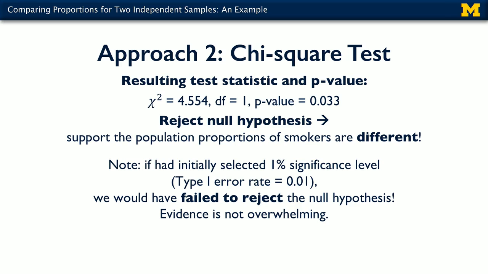So if we were using a strict 5% level of significance, we would in fact reject the null hypothesis in this case because the p-value is less than 0.05. And this supports the conclusion that the population proportions of smokers are in fact different from each other. But again, this isn't overwhelming evidence. If we had initially selected a 1% significance level and our type 1 error rate was 0.01 instead of 0.05, we would have failed to reject the null hypothesis. So again, we do have evidence at the 5% level, but this evidence is not overwhelming. And if we drop the significance level, we again wouldn't have evidence of a significant difference.